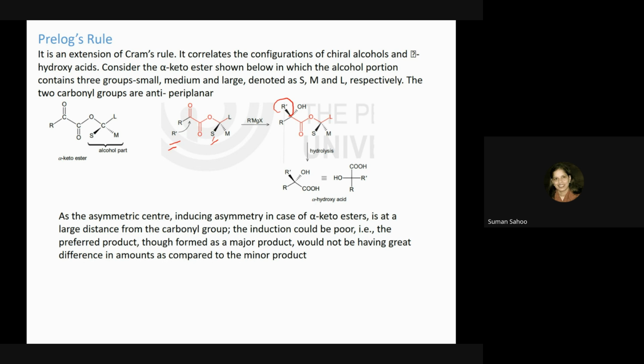So most important is whenever there is a nucleophilic addition reaction, whether it is Cram's rule, Prelog's rule, or Felkin's rule, everywhere the nucleophile will attack the carbonyl carbon from the small side, the small group present on the adjacent carbon, not from the side where the large group is present.